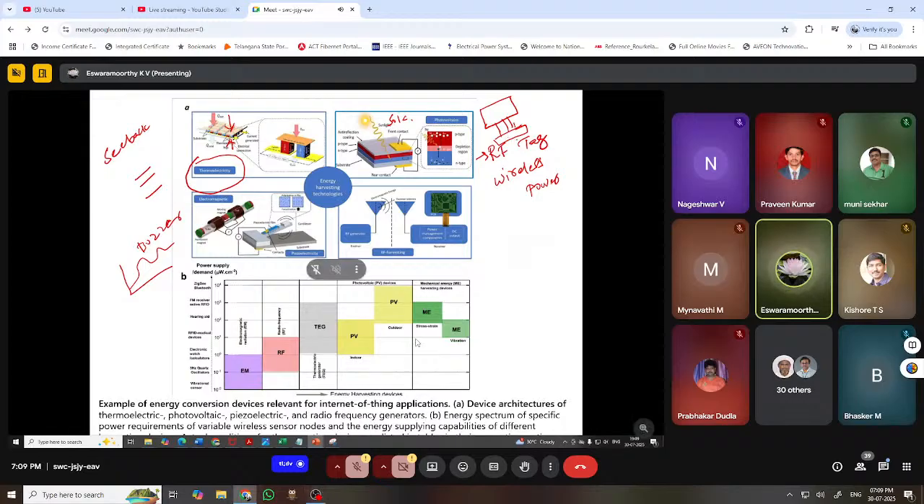It is kept on this receiver antenna. It is going to the receiver antenna. We have a coil. It is going to give some voltage to power this IoT node. So mostly we can say it is point to point, and it depends upon the RF generator.